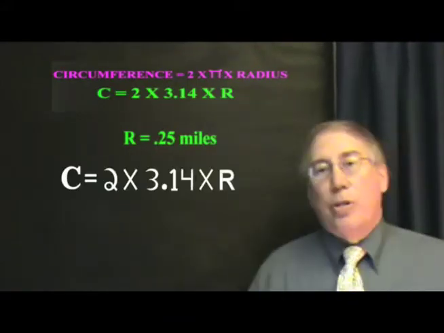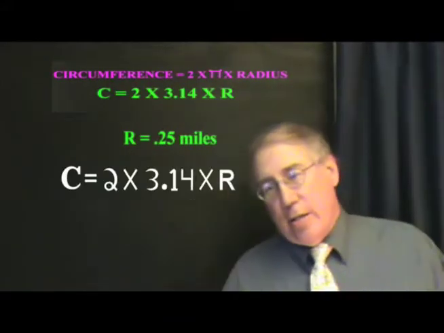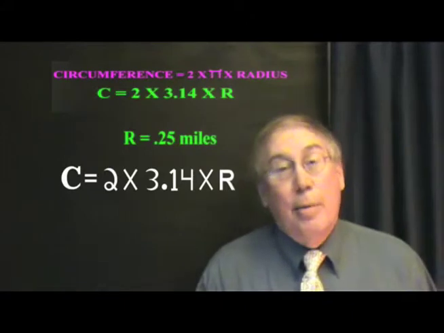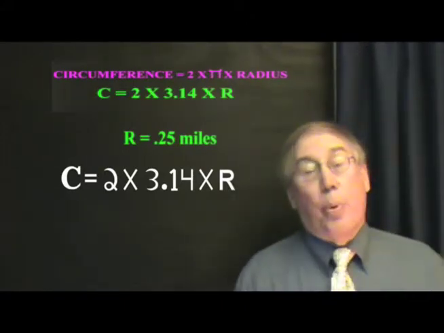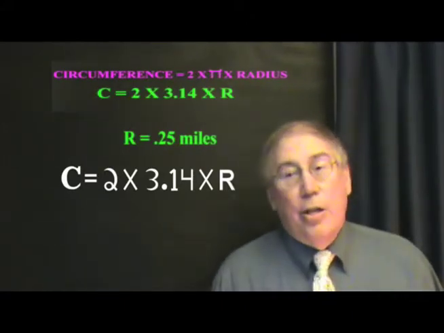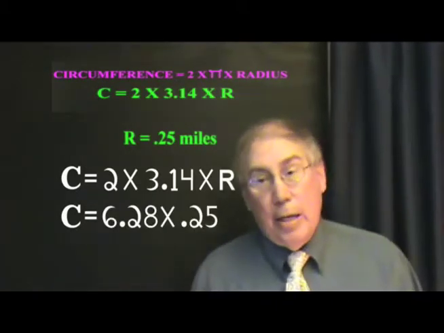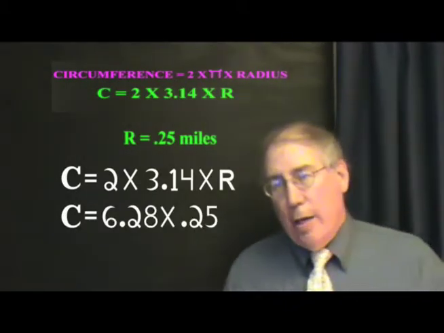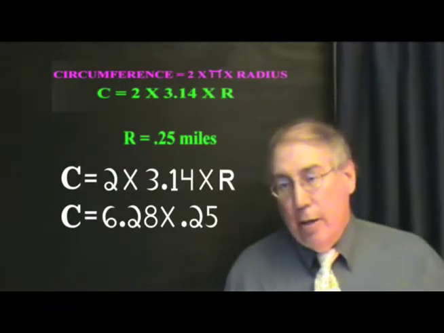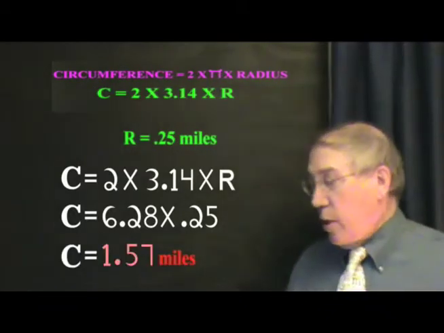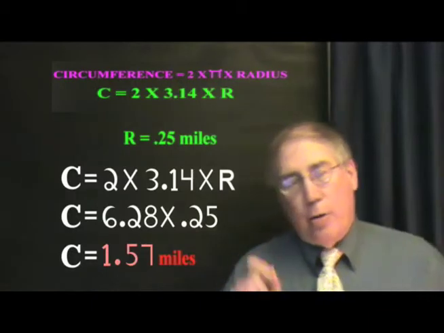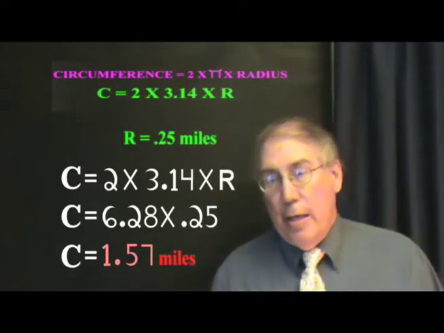So let's suppose that we were going to have a circular track that's in miles, and let's say the radius is 0.25 miles. So we simply put 0.25 in for the radius, and when we multiply those numbers together, we'll find out that the circumference, the distance around that track, is 1.57 miles.